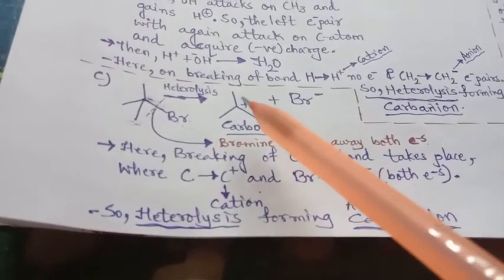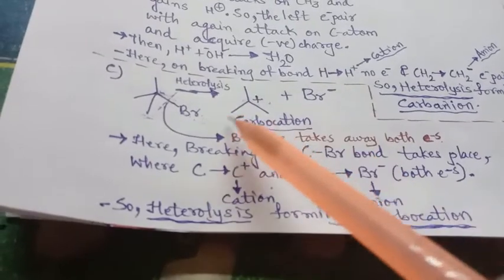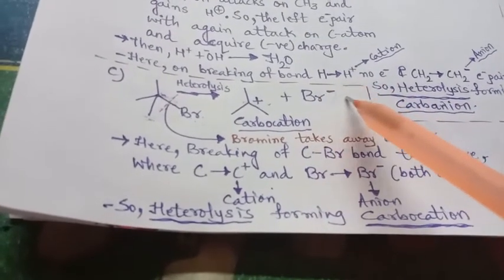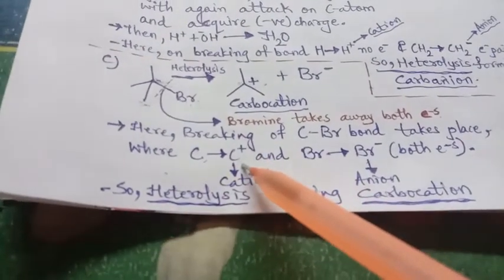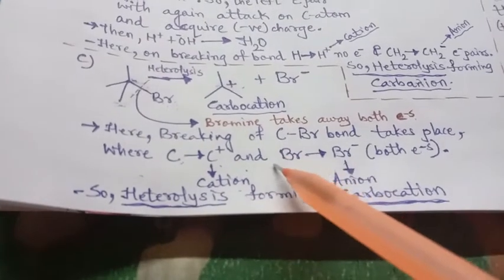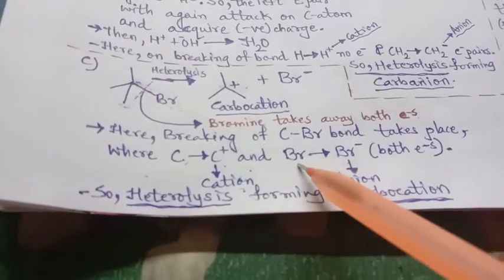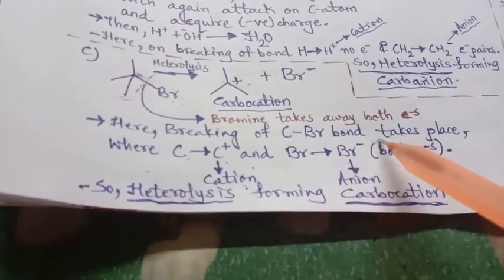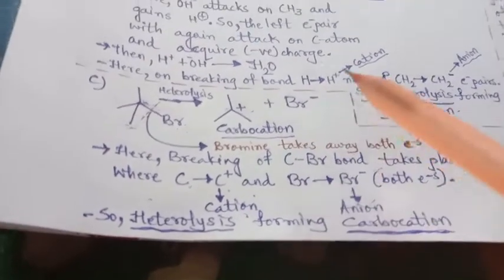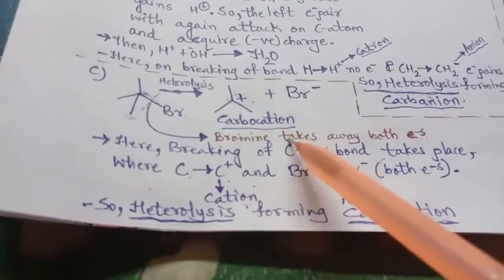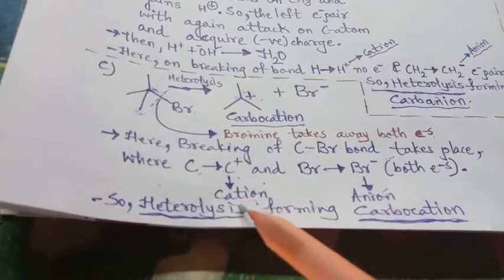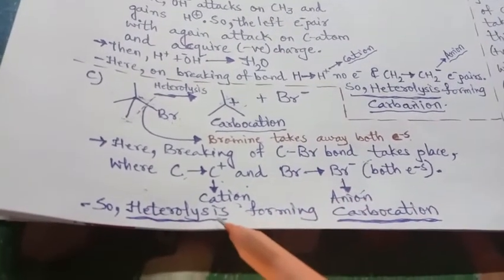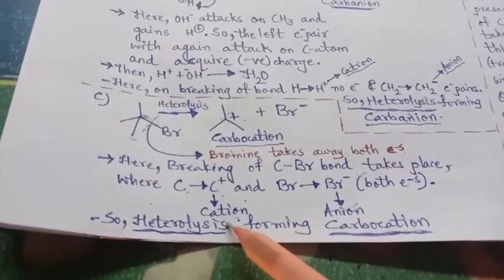So here you see in the product, carbon now has a positive charge, and bromine is separated by taking away the excess electrons with it. So carbon converts to C plus, a carbocation, and Br to Br minus, because both electrons are with it, so it is an anion. This carbon with positive charge in a compound is called a carbocation. It is a reaction intermediate. And as the cation and anion are separated, the cleavage is heterolytic cleavage.